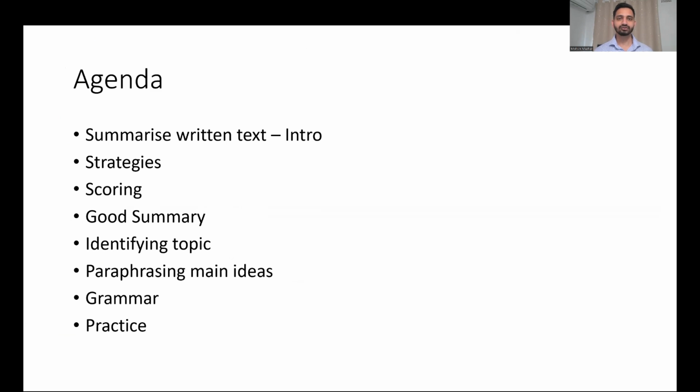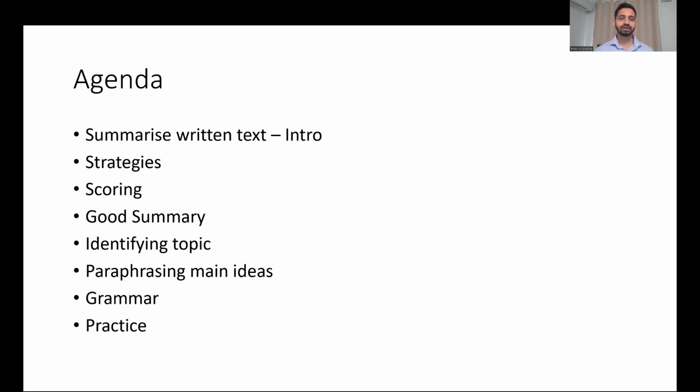We'll have a little bit of intro and I'll introduce the summarized written text. And then we'll talk about strategies. What are the strategies that we can put in place? Then we'll touch on scoring. Then we'll look at summaries and what a good summary is and how to summarize. What are the characteristics of a good summary?